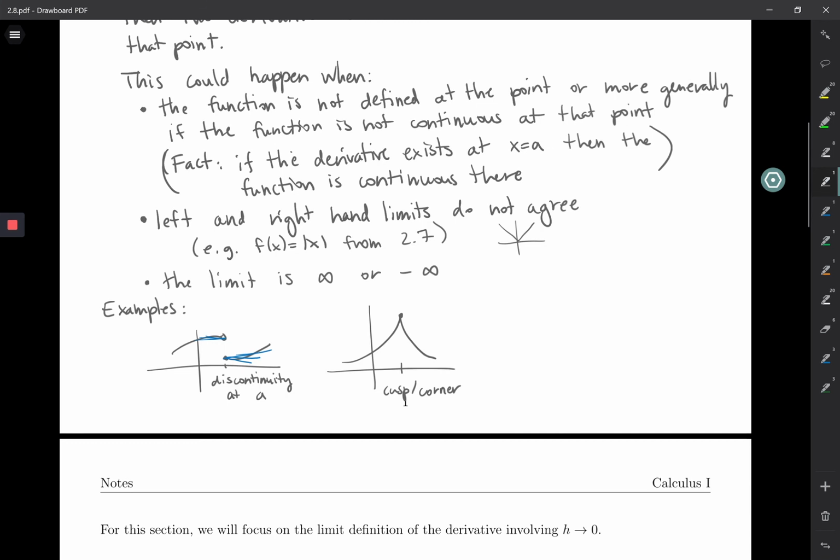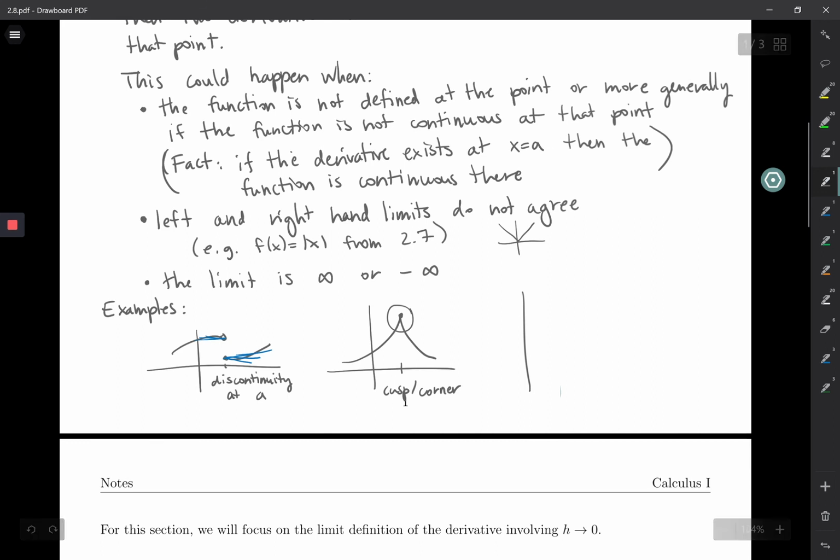You can think of the derivative existing at a point as meaning that the function is smooth there. So it's nice and smooth. And if you were to zoom in really, really far, it would essentially look like a line. If you were to zoom in on this type of thing, you can see that it would never look like a line. The more you zoom in, the pointier it looks, right? So that's an example where the derivative does not exist.